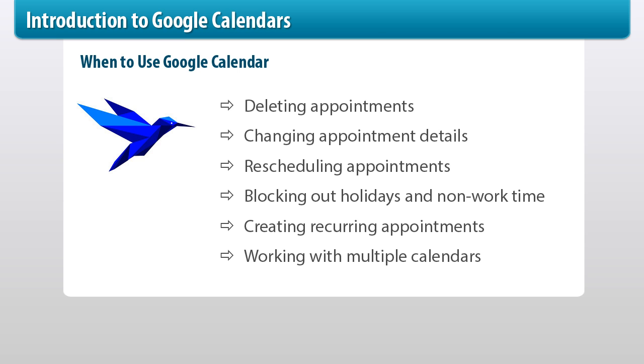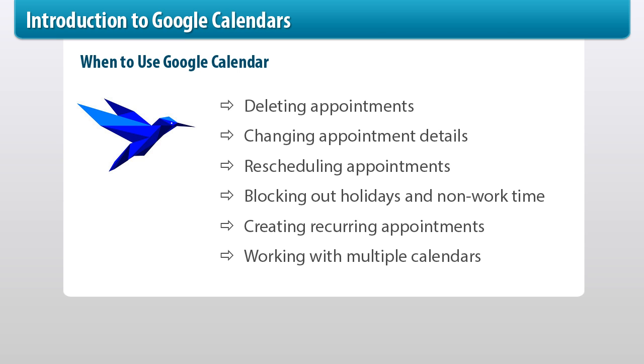If you need to remove an existing appointment, when you need to change the details of an appointment, such as who the appointment is with or the length of a meeting, if you need to reschedule an appointment to a different time or a different day. We also need to use Google Calendar to block out holidays and non-work time from our schedule in order to prevent people from being able to schedule meetings with us when we won't be available.